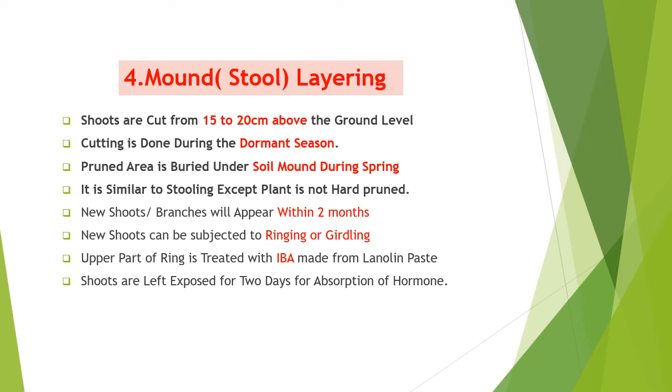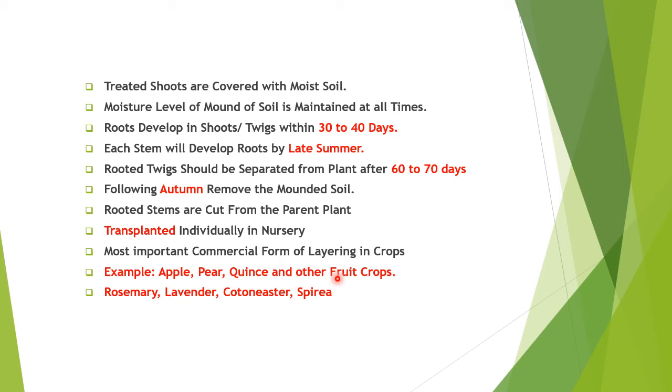So what you are doing here is taking a plant and cutting the aerial shoots, and then new shoots will be formed in the next season. You can subject them to ringing also so that it promotes rooting there. You can apply the rooting medium to these exposed shoots, and then these treated shoots are covered with moist soil. You are making a mound over it. The moisture level of the mound of soil is maintained at all times. Roots develop in shoots and twigs within 30 to 40 days, and each stem will develop roots by late summer. So you have a number of rooted twigs now.